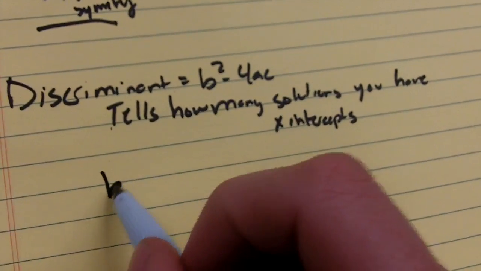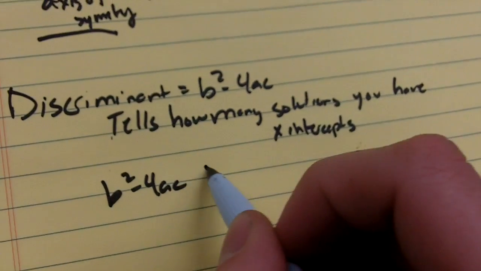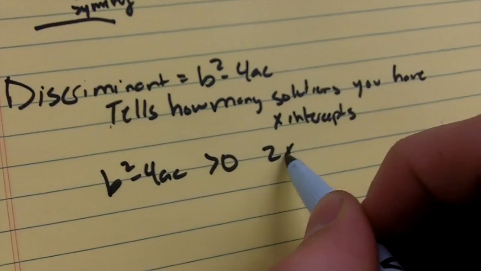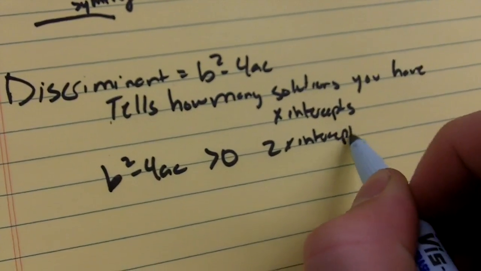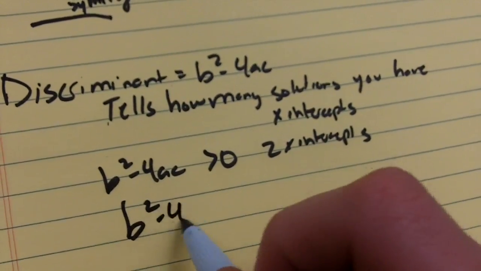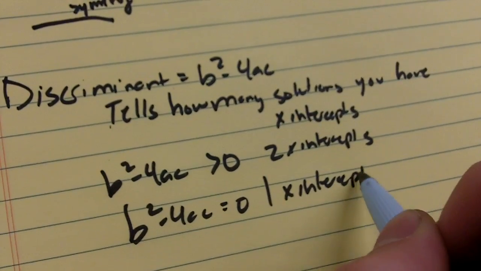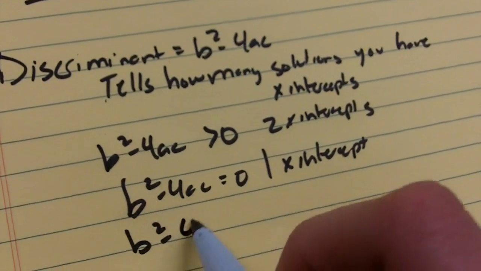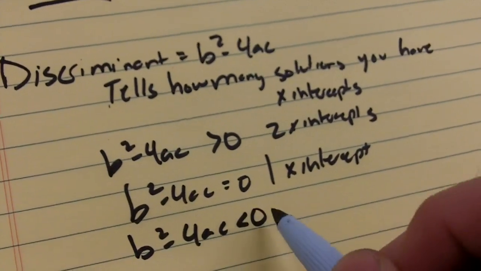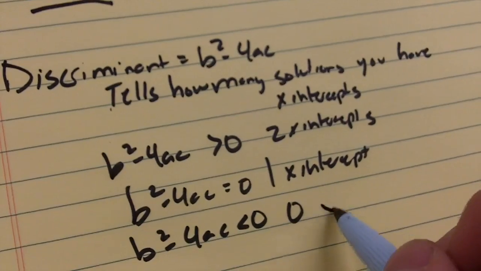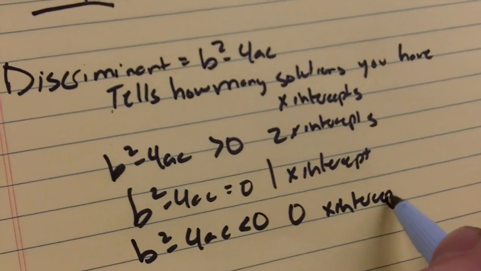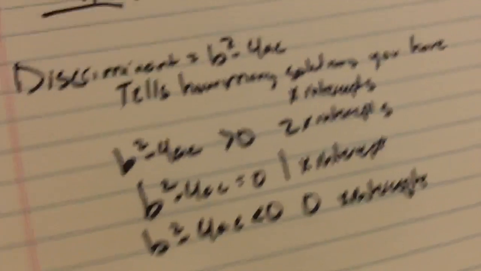So the discriminant is positive. If b squared minus 4ac is greater than 0, we have 2 x-intercepts. If b squared minus 4ac equals 0, we have 1 x-intercept. And if b squared minus 4ac is less than 0, it's negative, then you have no x-intercepts. It's okay, you still have a graph, it just doesn't cross the x-axis, and that's fine.